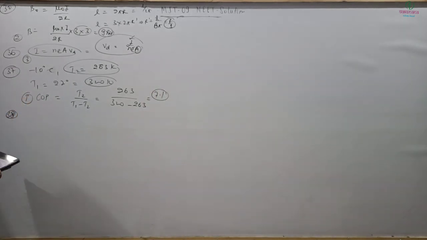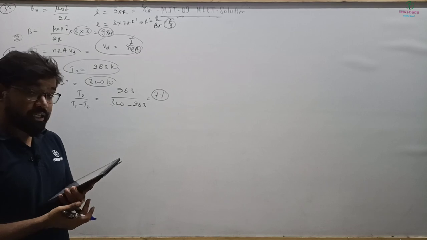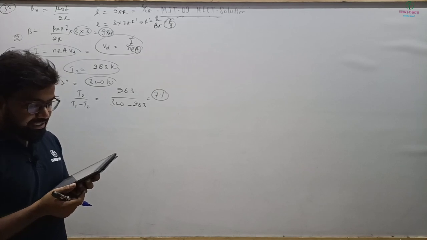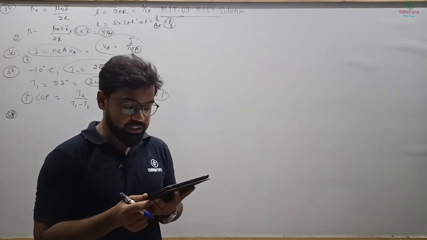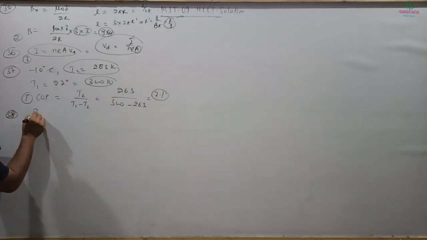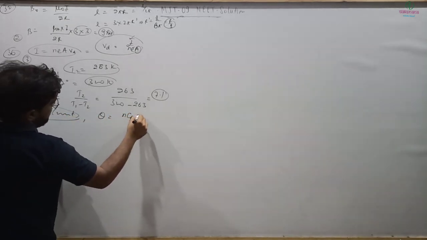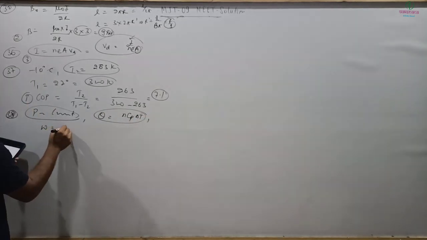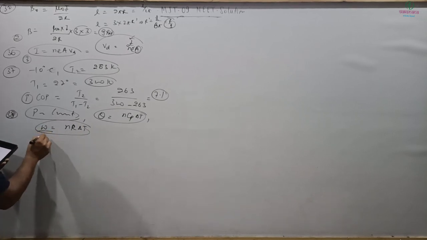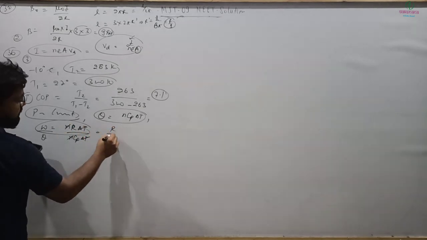Question number 38. The volume V of a diatomic gas varies with its temperature T as shown in the figure. The ratio of the work done by the gas to the heat absorbed by it, when it changes from state A to B. Its VT graph is a straight line passing through the origin, so the process is isobaric, pressure constant. In this process, Q is equal to n Cp delta T, and W is given by n R delta T. The ratio of work done W by Q is n R delta T by n Cp delta T. It cancels, it's R by Cp.